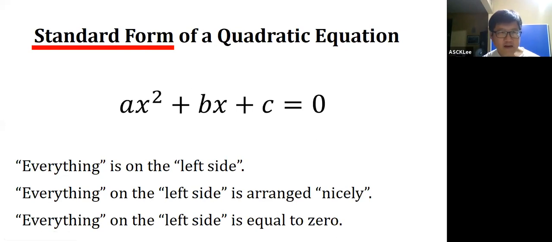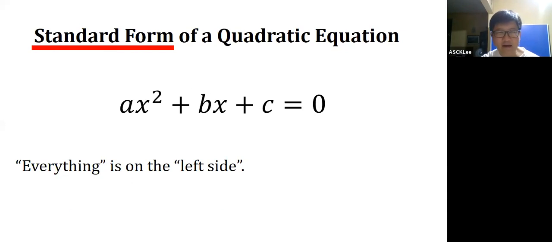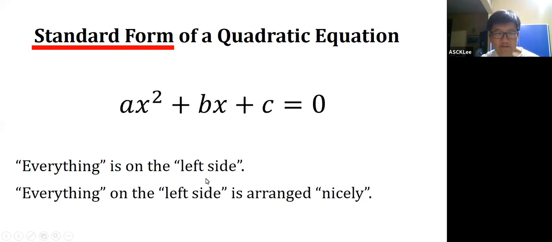So these are the three characteristics of the standard form of a quadratic equation. Let's repeat this. Let's revise. Everything is on the left side. You will see on the right side is just a big fat zero. Everything on the left side is arranged nicely.